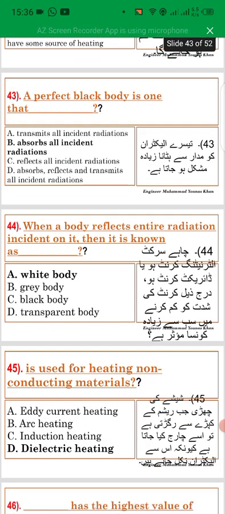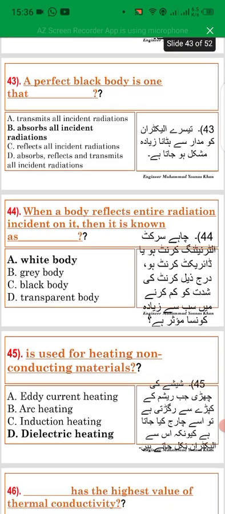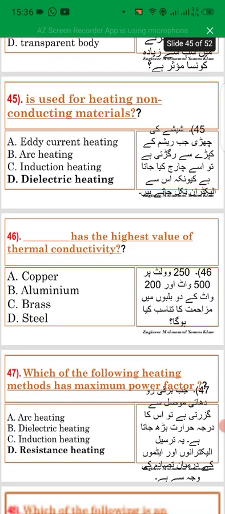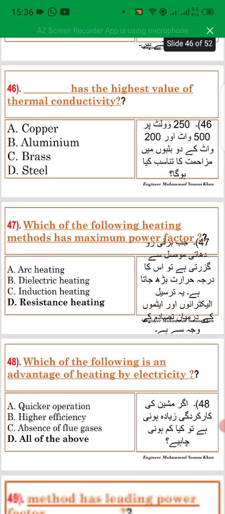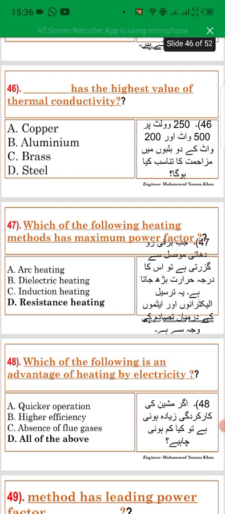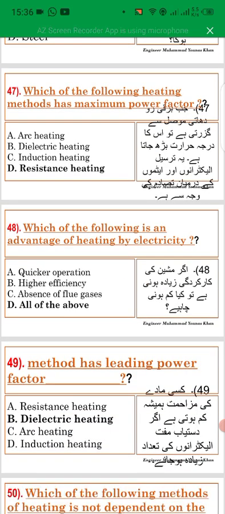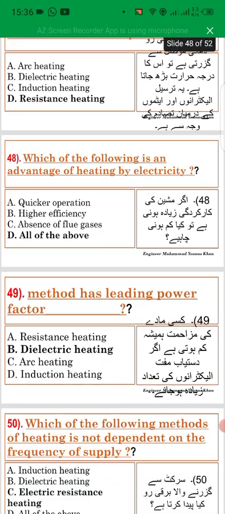A perfect black body is one that absorbs all incident radiation. When a body reflects entire radiation incident on it, then it is known as white body. Dielectric heating is used for heating non-conducting material. Diamond has the highest value of thermal conductivity. Which of the following heating methods has maximum power factor? Resistance heating.